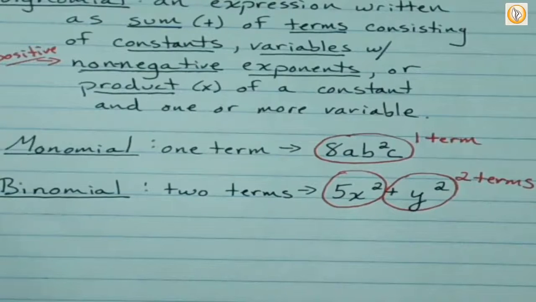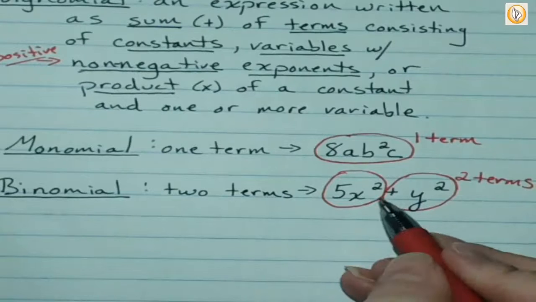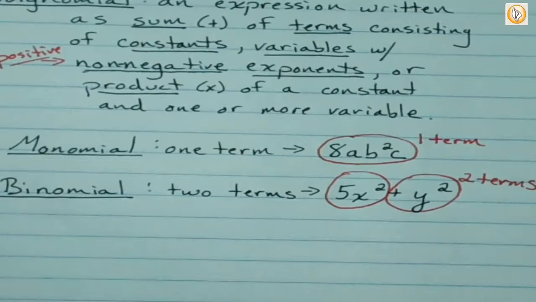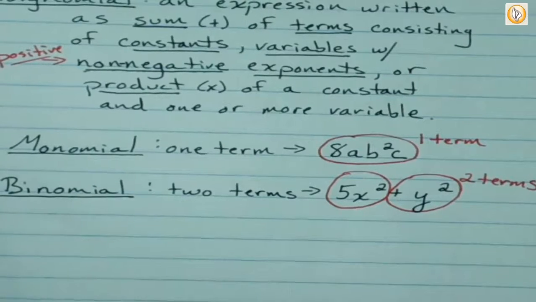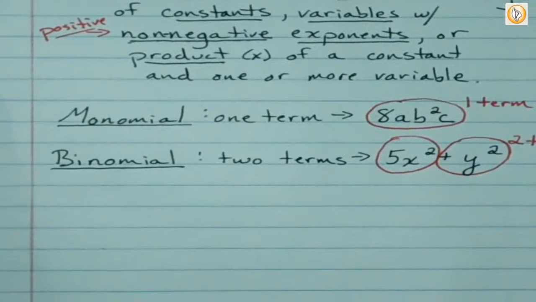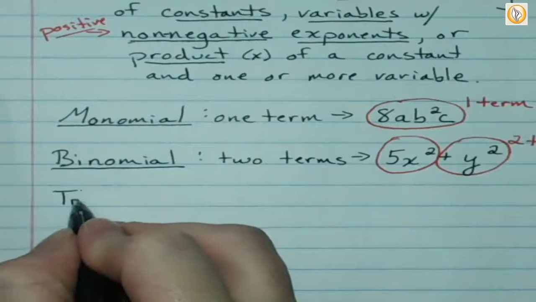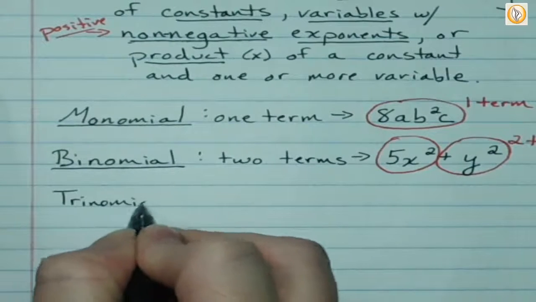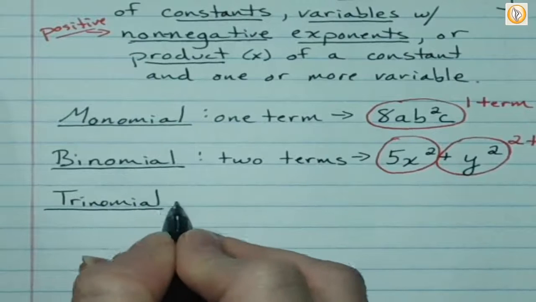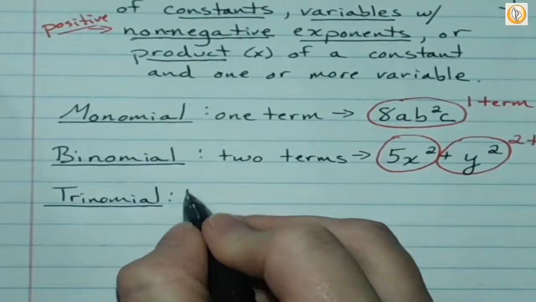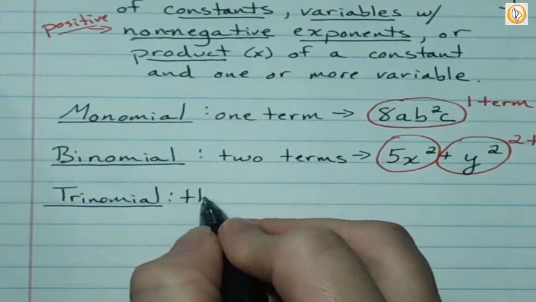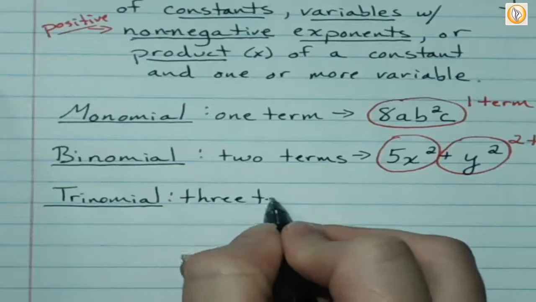So there can't be a minus sign? Nope. So those of you that hate negative exponents, you'll love this. Because if you see a negative exponent, something's not right. And then the last one, trinomial. Guess how many terms there are? 3. Yeah. 3 terms.